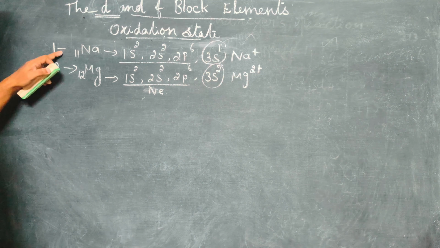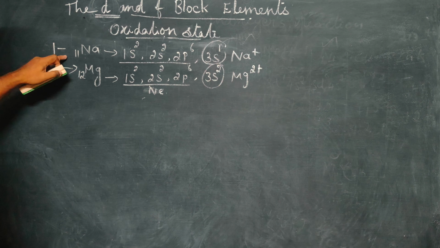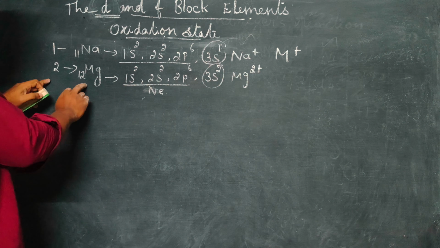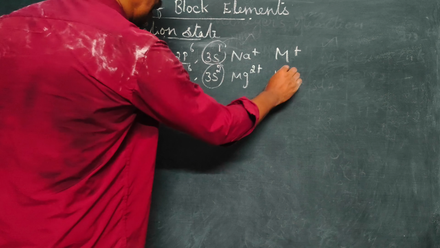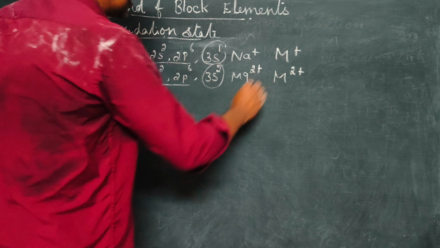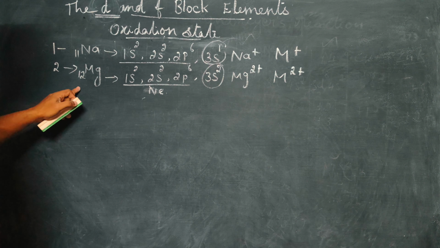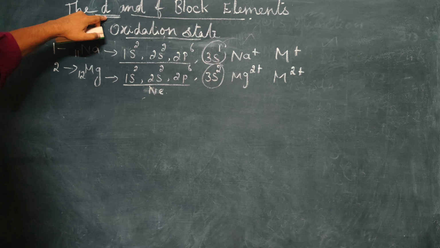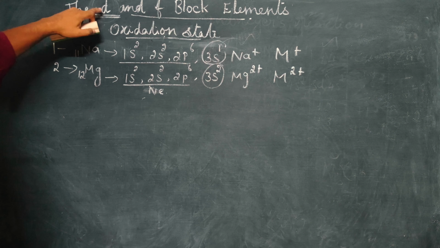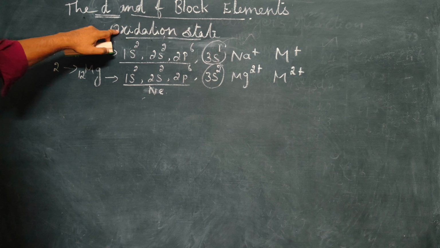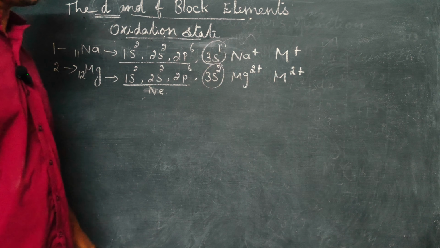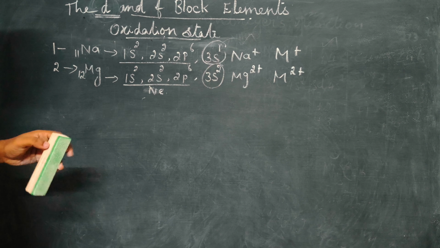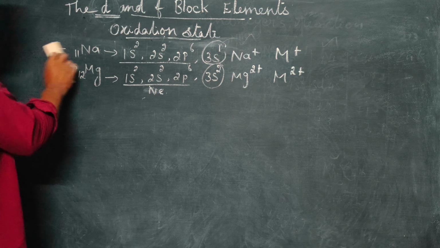Here, for group 1 elements we can say the metal has +1 valency, and for group 2 elements we can say the metal has +2 valency. This is a single valency. But when you are discussing the d block elements or transition elements, we cannot say the oxidation state is either +1 or +2 or whatever it may be. It has variable valency, different valencies.